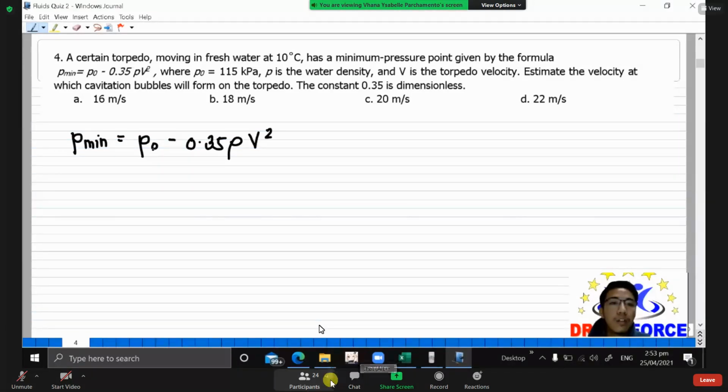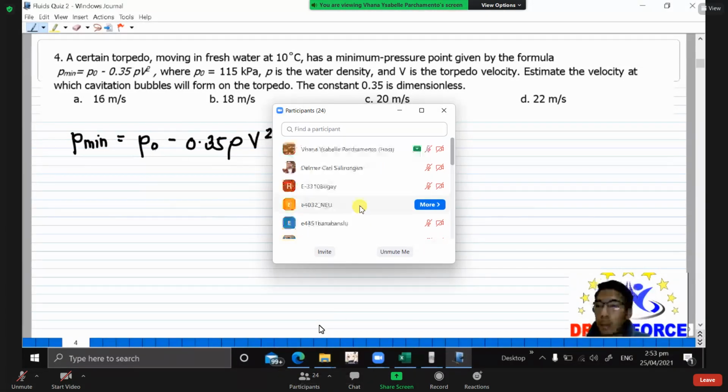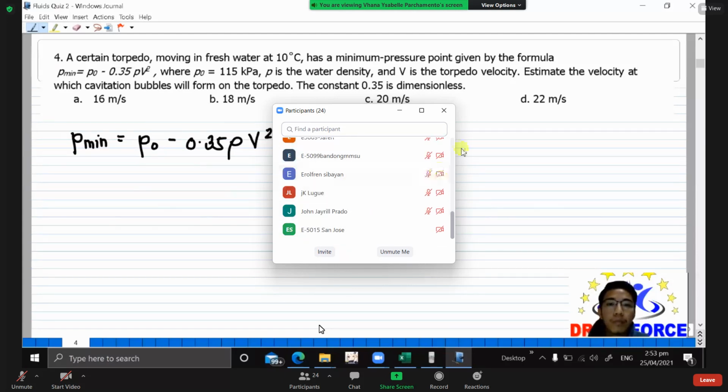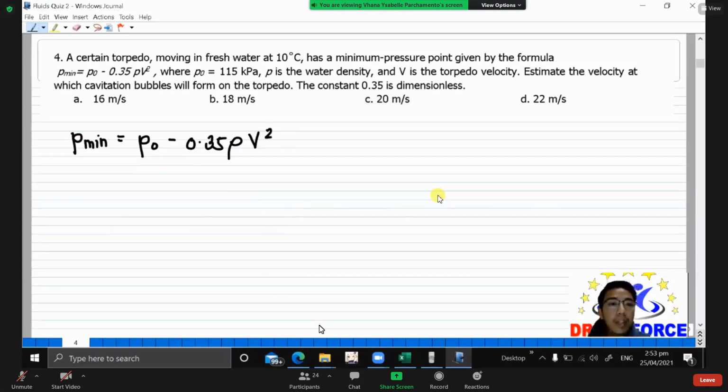Okay. Ang problema na lang natin dito is yung ating P minimum. Okay, how do we calculate for our P minimum? Okay, meron pa bang ibang bininggit dyan for number 4? Okay, may explanation tayo dito for an assumption. According to this problem, yung assumption natin dito, cavitation bubbles form when the minimum pressure equals vapor pressure.